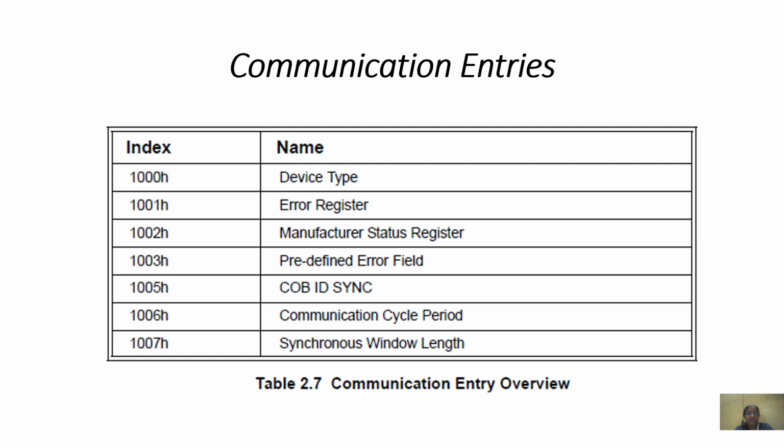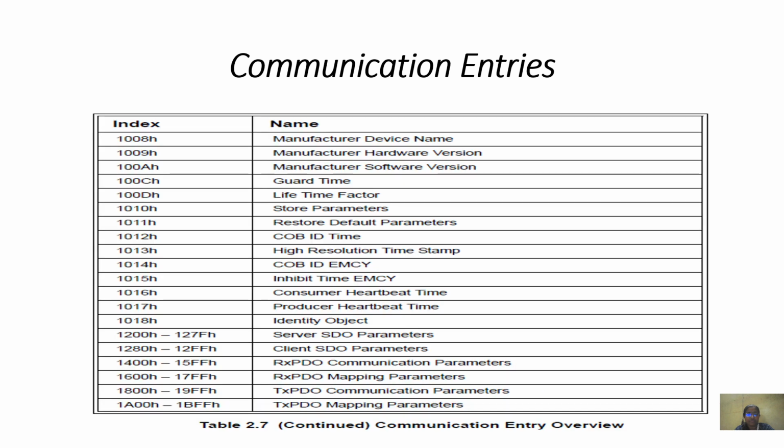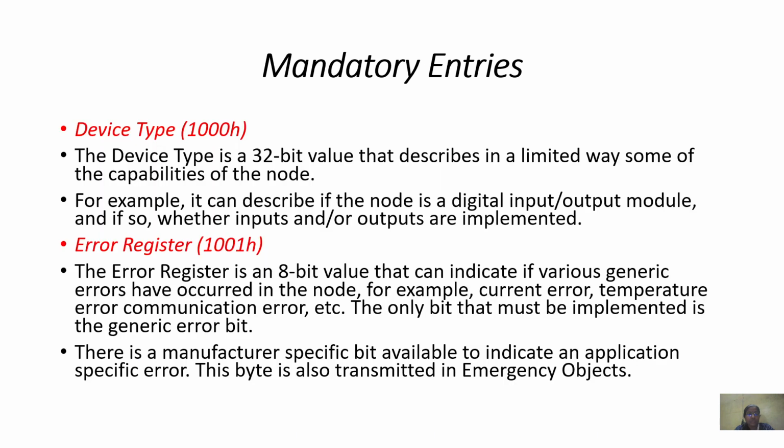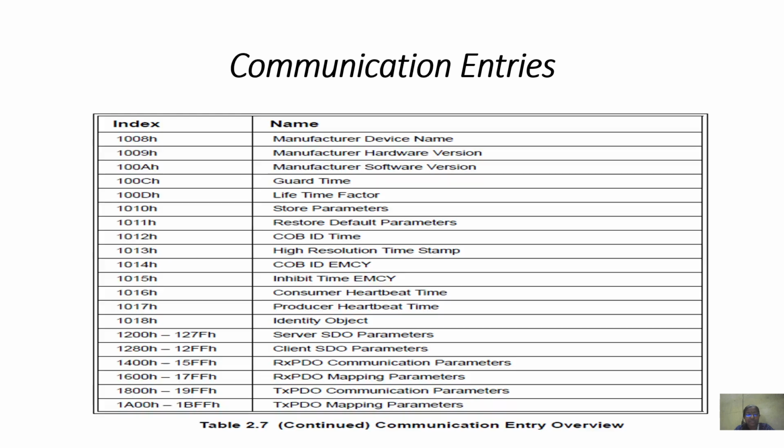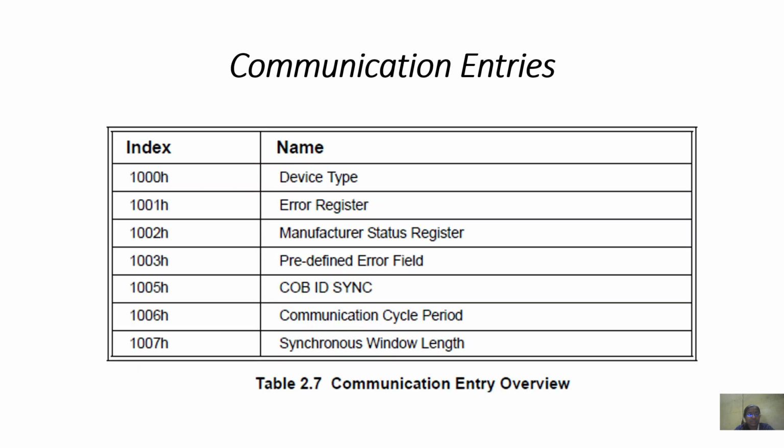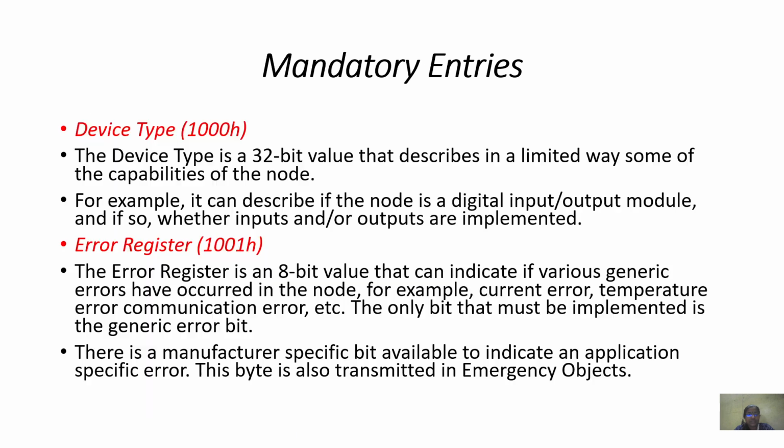So 1000 is device type, 1001 error register, 1005 COB ID. Again this is your communication entries overview. Device type is a 32-bit value that describes in a limited way some of the capabilities of the node. Error register, the address is 1001, is an 8-bit value that can indicate if various generic errors have occurred in the node, for example a current error or a temperature error.